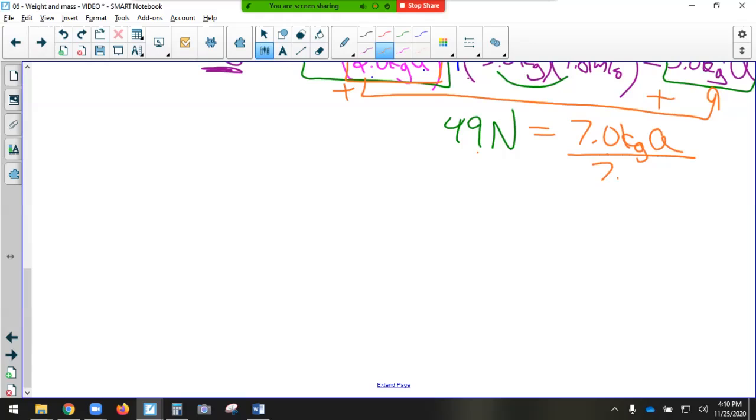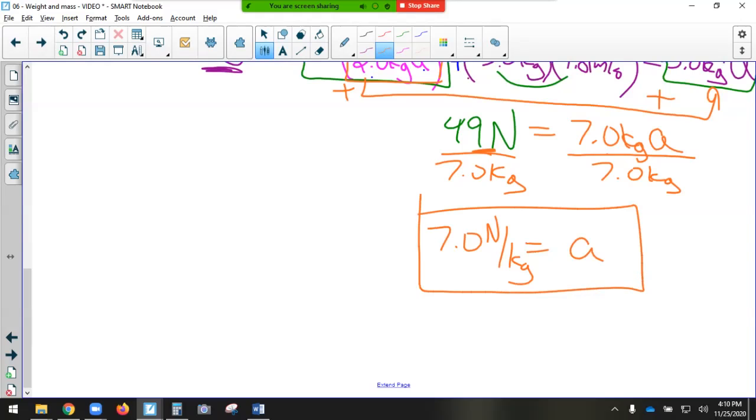So just divide both sides by 7.0 kilograms, and you get an approximate acceleration of 7, probably 0.01 or something. I can't remember what I said that 49 was, but with 2 significant figures, I would just call it 7. Actually, leave it as a newton per kilogram. That would be good enough. Newtons per kilogram. And that is good enough for the acceleration. If you called it a meter per second squared, that is also fine.